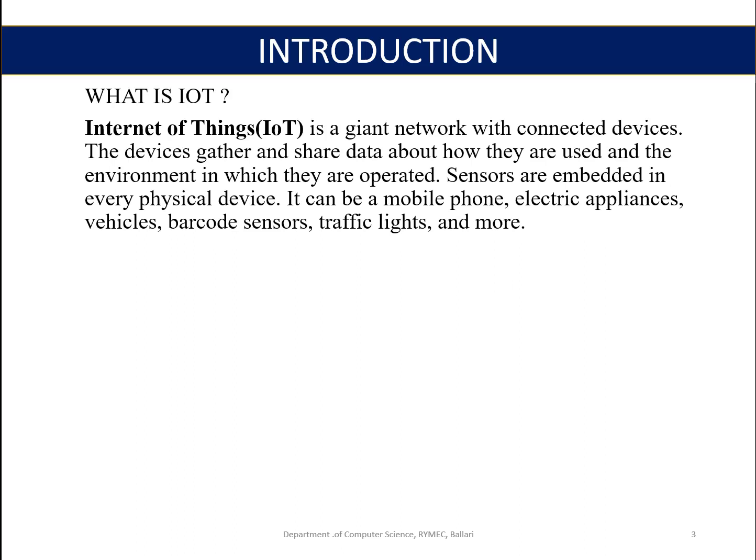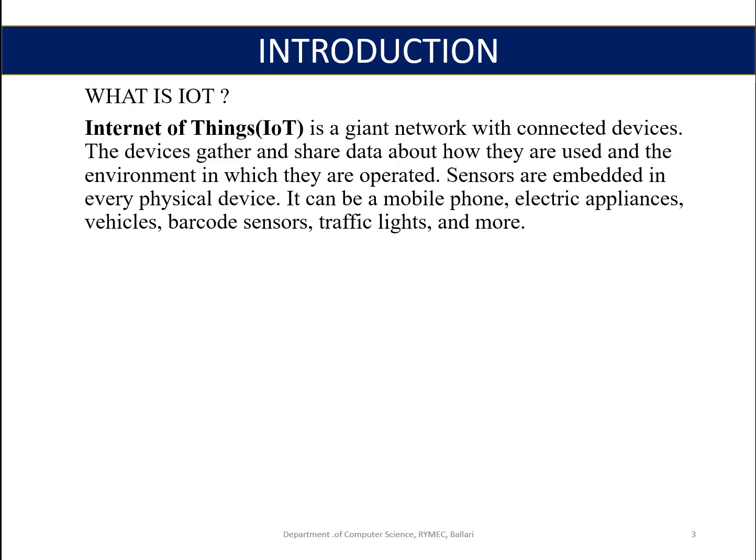IoT is a network of connected devices. The devices gather and share data about how they are used and the environment in which they operate. Sensors are embedded in every physical device. It can be mobile phones, electronic appliances, vehicles, barcode scanners, traffic lights, and many more.